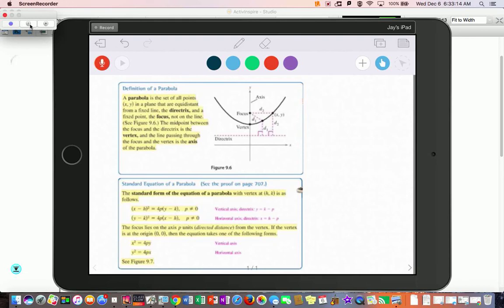So 9.2 also includes what are called parabolas, which we have looked at in various forms. We've done the quadratic. We've done vertex form, which is y equals a(x minus h) quantity squared plus k. We've done stuff like that. And now we're going to put it into what we would call a standard form. So it'll be in one of these two forms.